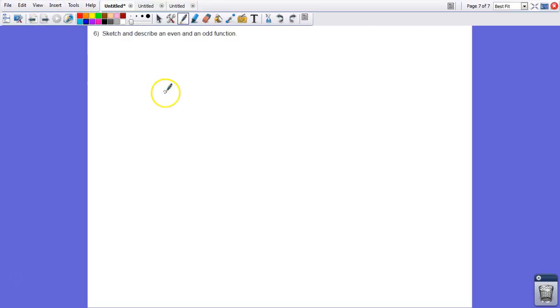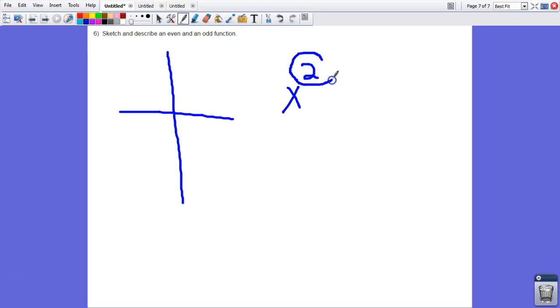Sketch and describe an even and an odd function. Okay, you guys. So an even function I wrote on the board is something like x squared. And you can kind of tell it's even because the degree is even. It's a 2, it's even. But what does that parent function look like? We know that parent function is a parabola, okay? And both ends of your equation, if you go positive, it's increasing, and if you go negative, it's also increasing. So both of the ends of the function are doing the same thing.